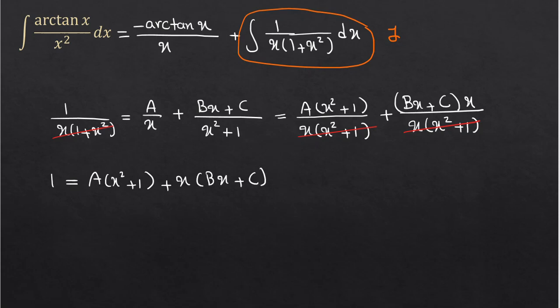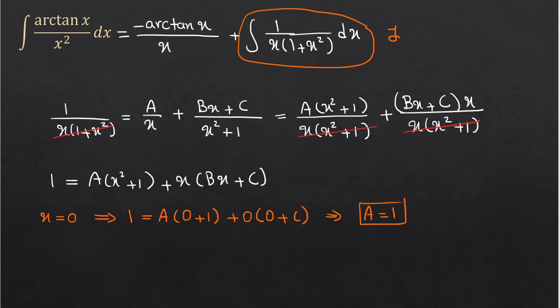To find the unknowns, I can set x to be equal to 0, because this expression should hold true for all values of x. Then I will have that 1 is equal to a times 0 plus 1, plus 0 times 0 plus c, and from that I will have that a is equal to 1.